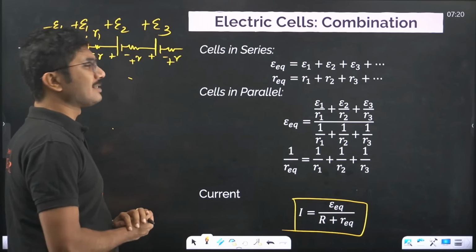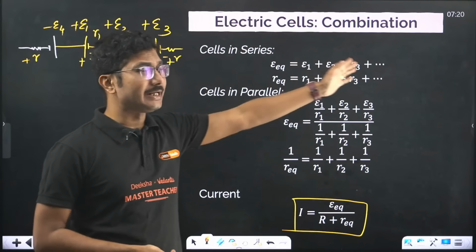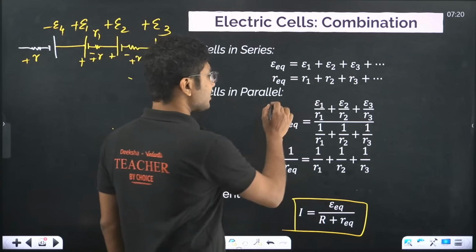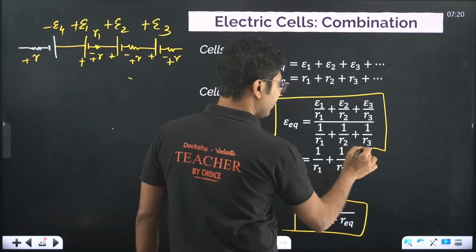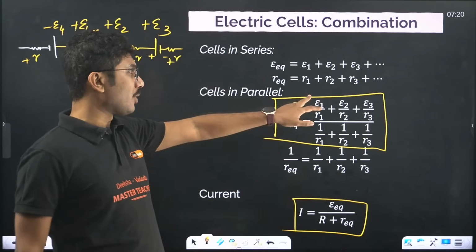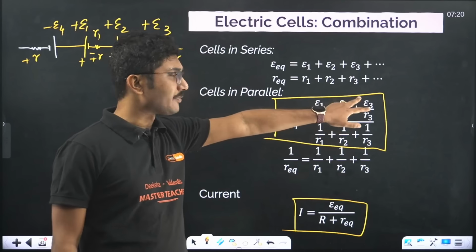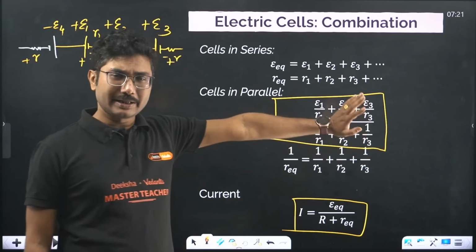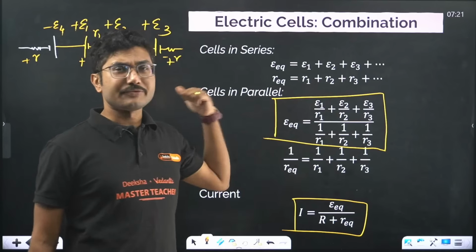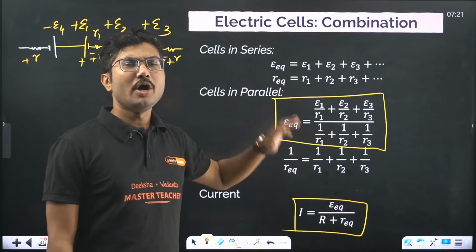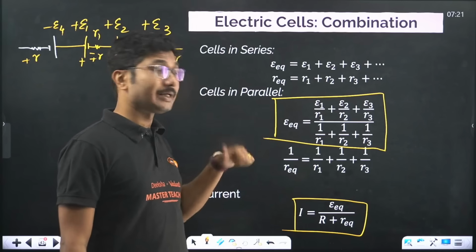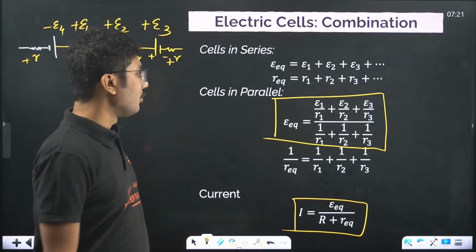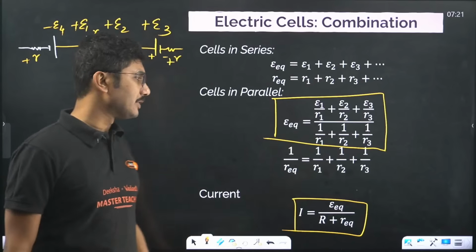Electric cells in combination: for cells in series, everything gets added. In parallel, remember this formula, which is much more helpful than the formula given in your textbook. Epsilon 1 by R1 plus epsilon 2 by R2 plus epsilon 3 by R3, divided by 1 by R1 plus 1 by R2 plus 1 by R3. Generally they will give you two cells. So for two cells, it is epsilon 1 by R1 plus epsilon 2 by R2, divided by 1 by R1 plus 1 by R2. That is the formula to calculate equivalent EMF, and R equivalent is the same as the parallel resistance formula.